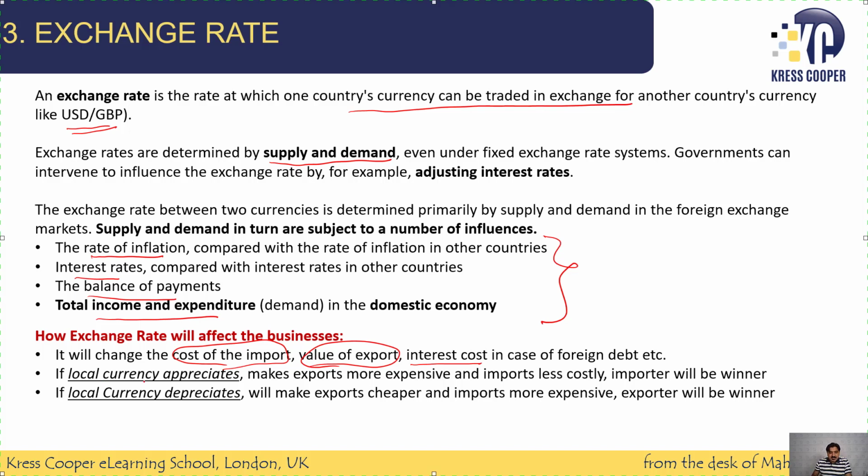So if the local currency appreciates, it makes exports more expensive and imports less costly. In this case, the importer will be the winner. If the local currency depreciates, it will make exports cheaper and imports more expensive, and the exporter will be the winner. So this is how the exchange rate will have an impact on businesses.